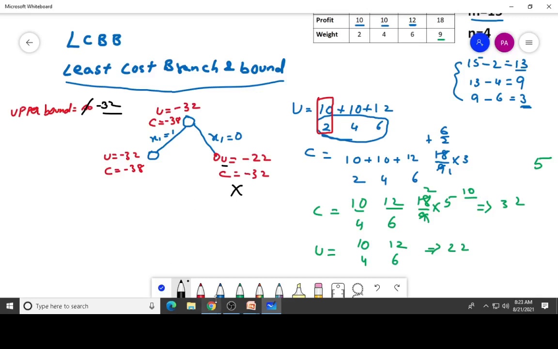Okay, fine. So this is done. If we include the first item, we will get this. If we exclude the item 1, we will get this one. Okay, the next one. Here if I include second item, x2 is equal to 1, here if I exclude, sorry, that is 0. Okay, include and exclude.